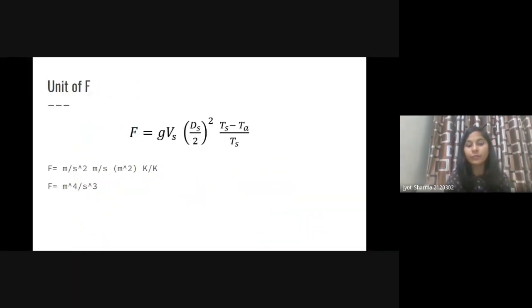Here we can see that for the acceleration due to gravity, the unit is meter per second square, right? For the velocity, we have meter per second. For the diameter of the plume, or diameter of the stack, that is meter. Because it is square, we will square it. Then this temperature can be either in Celsius or in Kelvin, so this is K upon K. Whenever you cancel out some of the units, you will get meter raised to power 4 upon second raised to power 3. Okay.